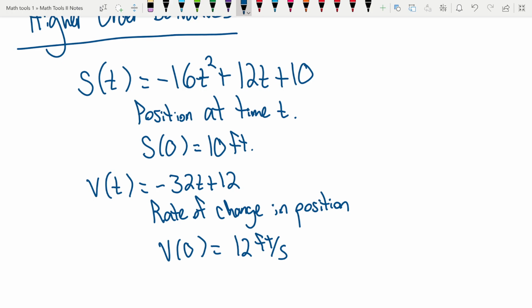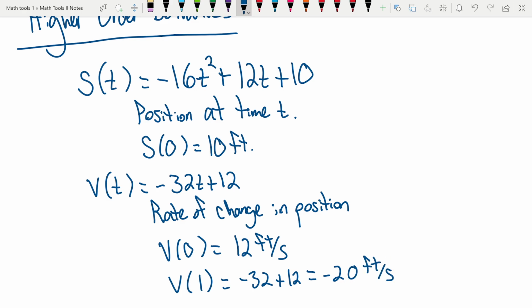Now we can take this a step further. We don't just have to look at what we call the first derivative, which is the rate of change in the position. What if we want to know how quickly the velocity is changing? Because the velocity is not a constant function. The velocity itself is going to be different at different periods of time. For example, after 1 second, the velocity is going to be negative 32 plus 12 equals negative 20, negative 20 feet per second.